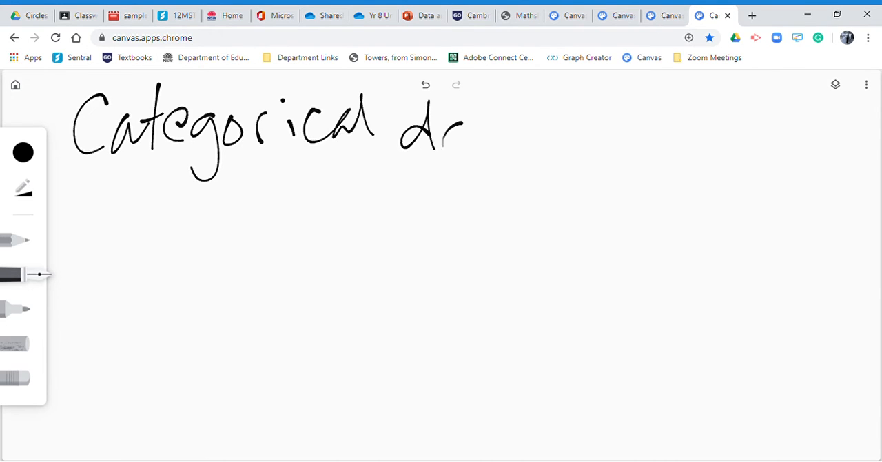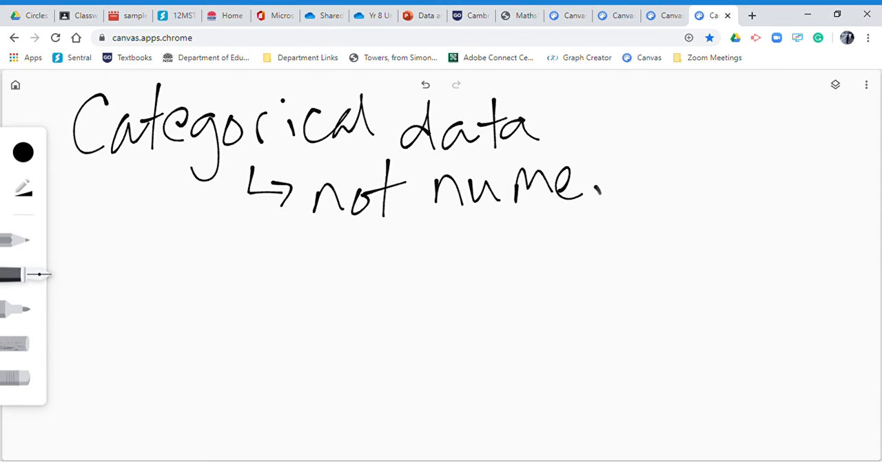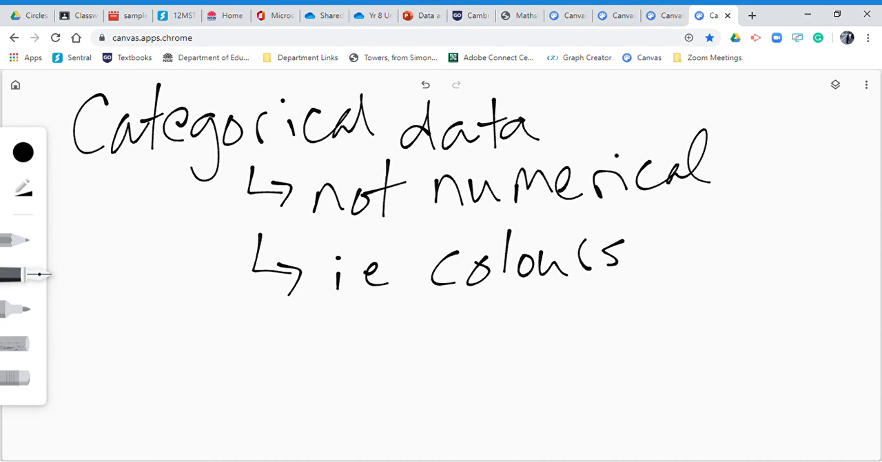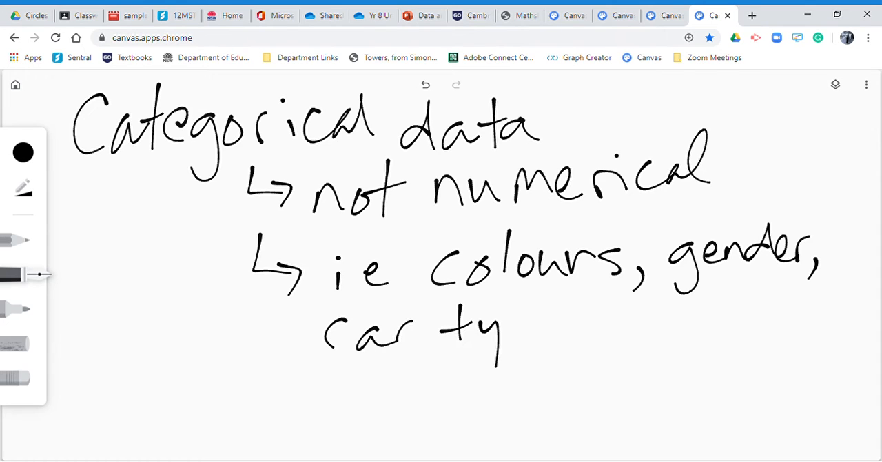With categorical data, it is not numerical. It could be things like colors, genders, brands of cars. Ugh, that doesn't look like an R at all. Let's see if I can undo my way to make that look like an R. Oh, there we go. Colors, gender, car type are all examples of categorical data.